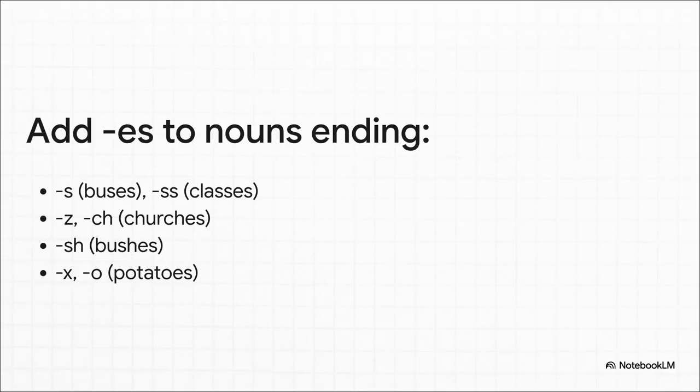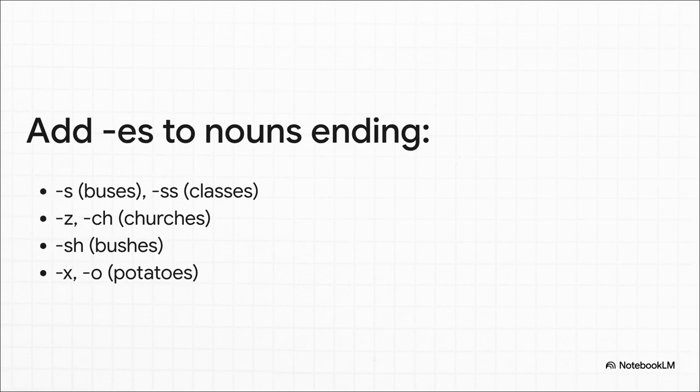But wait, the transformations don't stop there. Our text outlines this whole dense list of endings that demand an ES instead of just an S. So, words ending in S become buses. Double S gives us classes. Plus, we've got to do this for nouns ending in Z, CH like churches, SH for bushes, X, and even O, which gives us potatoes. It's almost like these specific letters just physically can't handle sitting right next to a simple S without an E acting as a buffer.